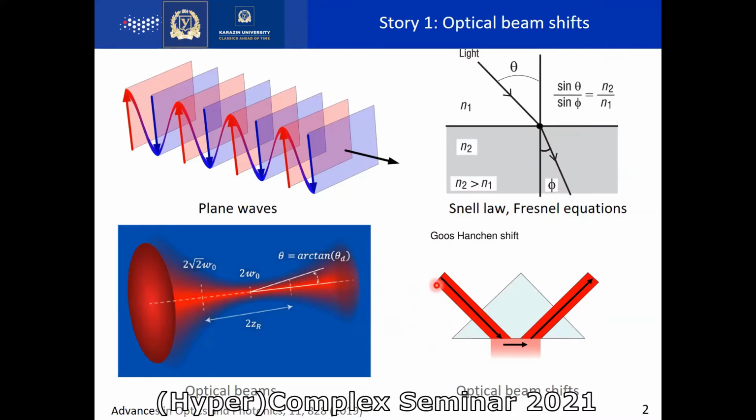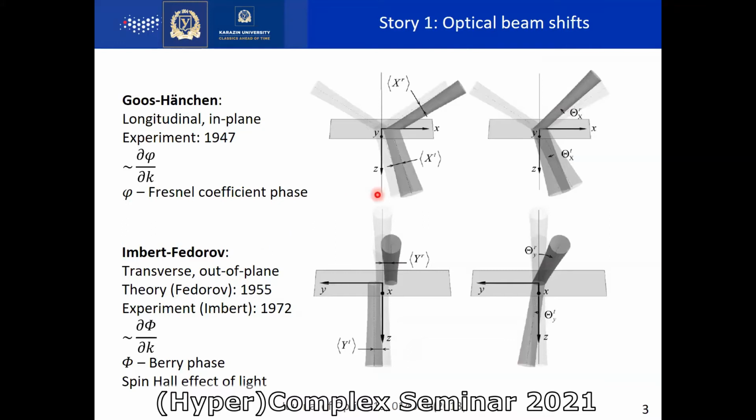For instance, it is the shifts of optical beams. It could be longitudinal shifts or transverse shifts. So there are two types of shifts. The first is the Goos-Hänchen shift. It is proportional to the Fresnel coefficient phase. It is the longitudinal shift. And the second one is the transverse shift, so out of the plane of incidence.